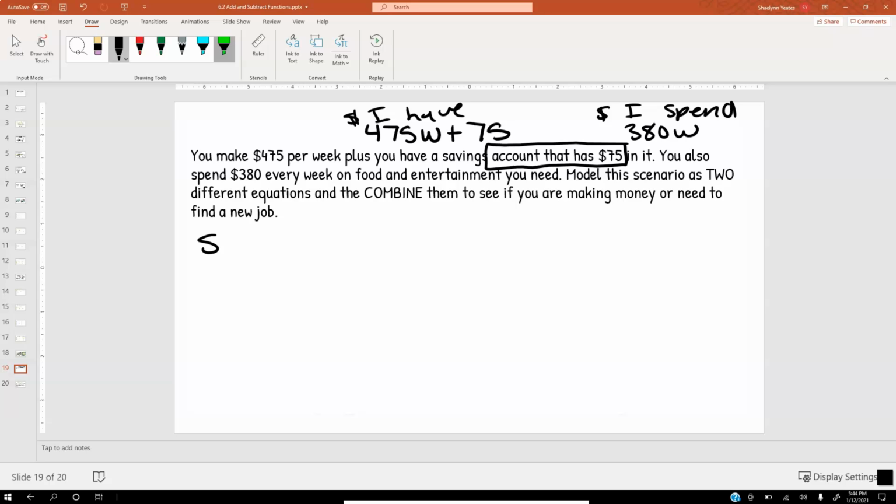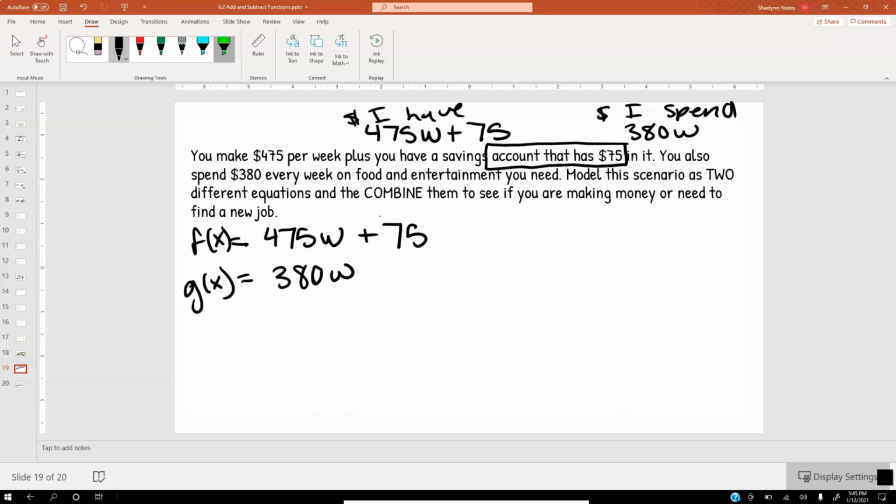So the money I'm making, so positive money: the amount of money I have equals my $475 per week plus my $75. I'm going to label this f of x. And then the money I'm spending will be g of x. It's going to be $380 per week. I'm going to say that's a negative 380.